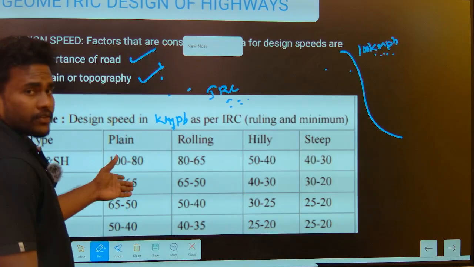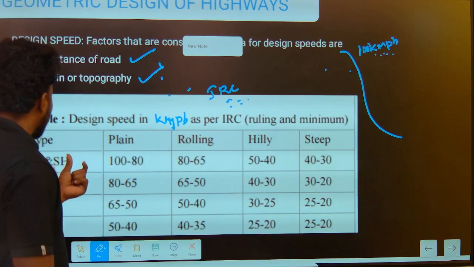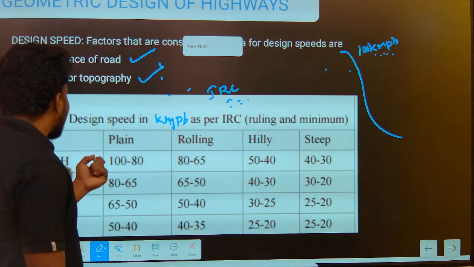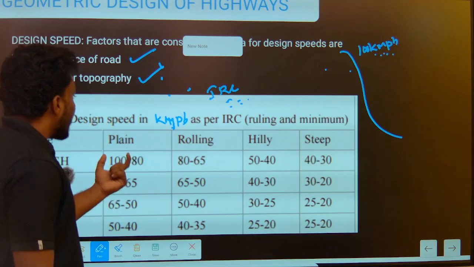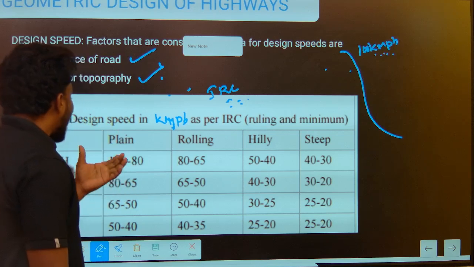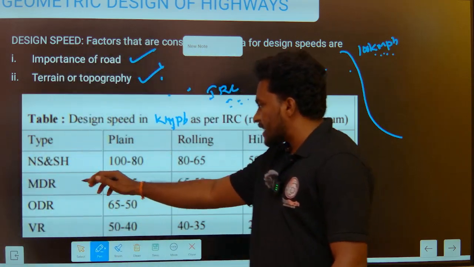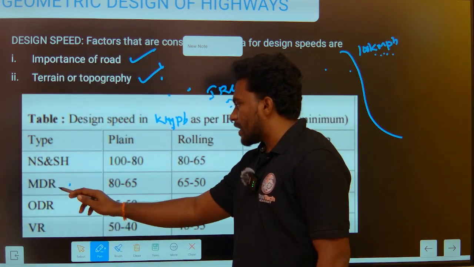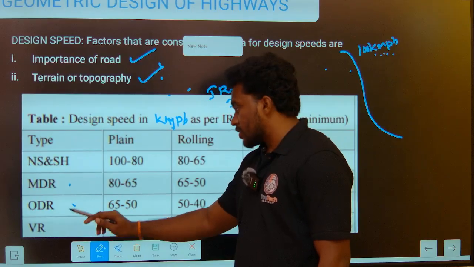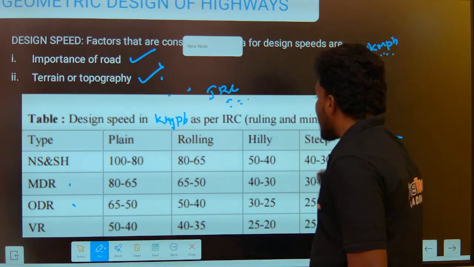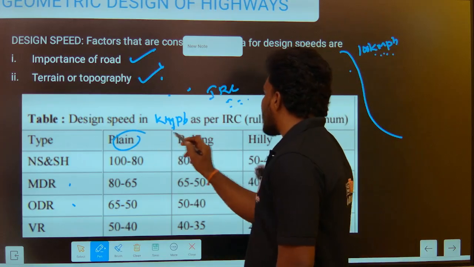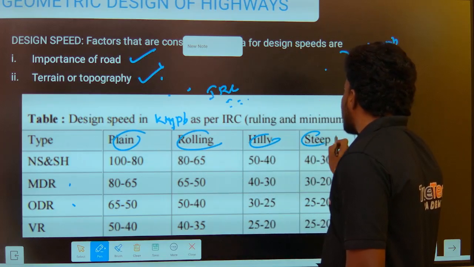These are the design speeds that are taken into consideration as per the IRC. This is NH, meaning national highways, and state highways, major district roads, MDR means, ODR means other district roads, VR means village roads. These are the plain terrain, rolling terrain, hilly terrain and steep terrain.